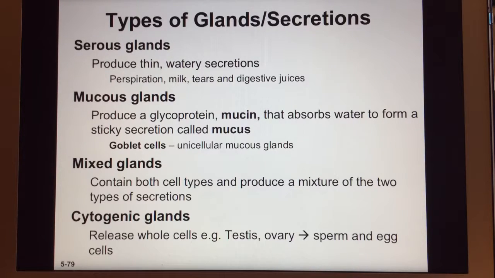And then mixed glands have both cell types, and so they are able to secrete mucus and serous. And then cytogenic glands release whole cells. The examples would be testes and ovary that are able to release sperm and egg cells.